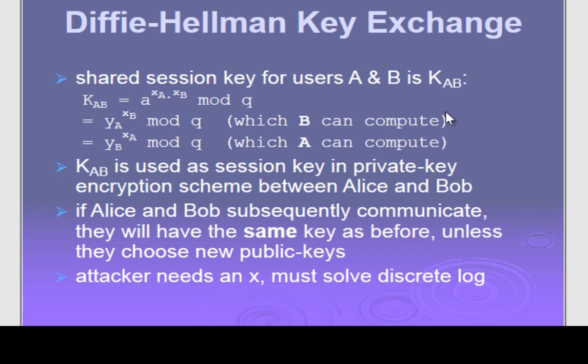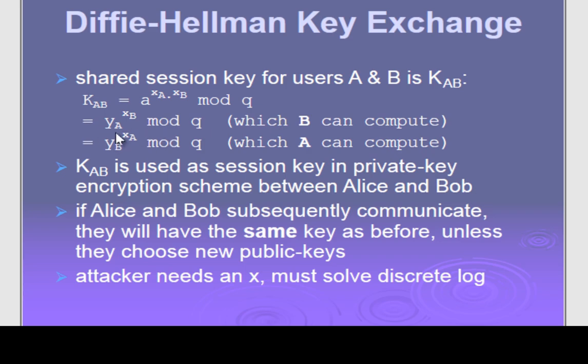So the same value is generated for both sender and the receiver. The same value is generated. So let us see how it happened. KAB is equal to A power, that is primitive root power XA XB, that is private keys of respective users, private key of A, private key of B, modulo Q.